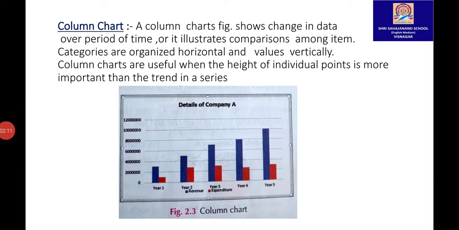Now column chart. Column charts show the change in data over a period of time, or they illustrate the comparison among items. Categories are organized horizontally and values vertically. In a column chart, each data point in a series is represented by a column that rises from the x-axis. Column charts are useful when the height of the individual points is more important than the trend in a series. Here is the figure of a column chart.